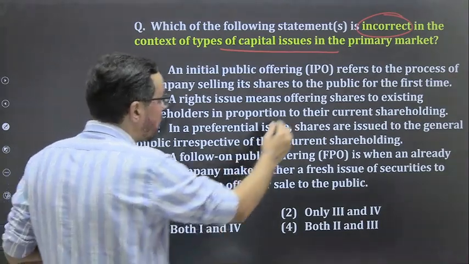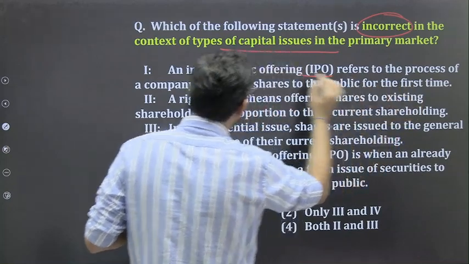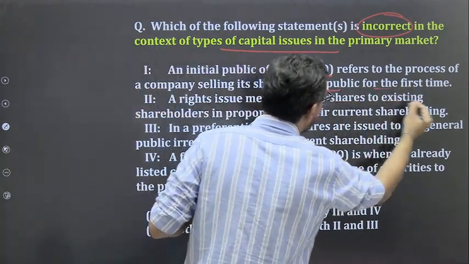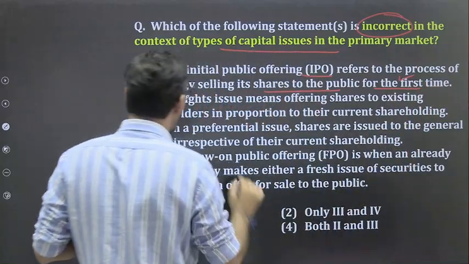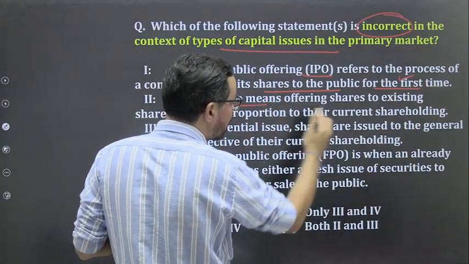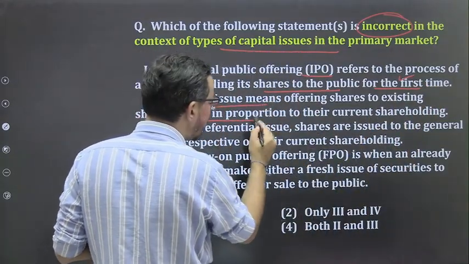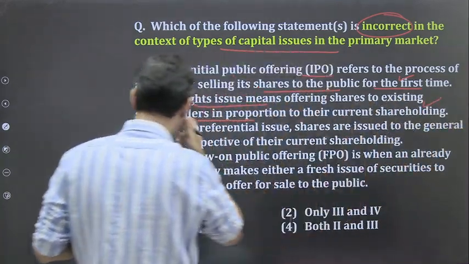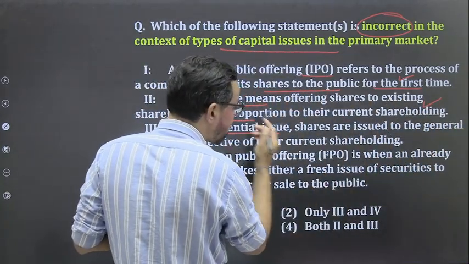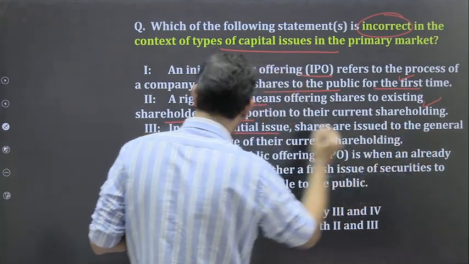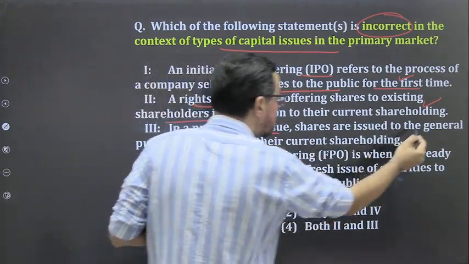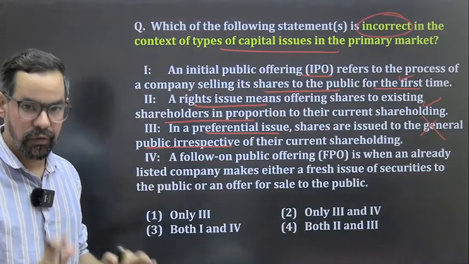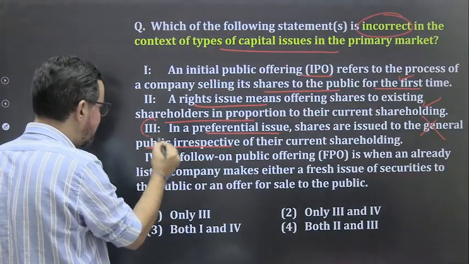So IPO refers to the process of companies selling their shares to the public for the first time. This is true. Okay. A rights issue means offering shares to existing shareholders in proportion to their holding of current shares. This is also true, right? In a preferential issue, shares are issued to the general public. No, this is wrong. A preferential issue is always limited to a close group of investors. ठीक है. तो पहला incorrect statement है ये.